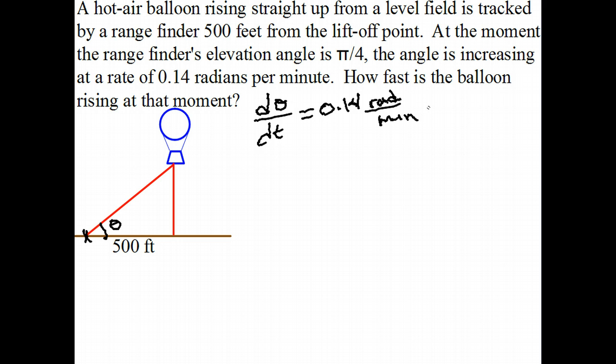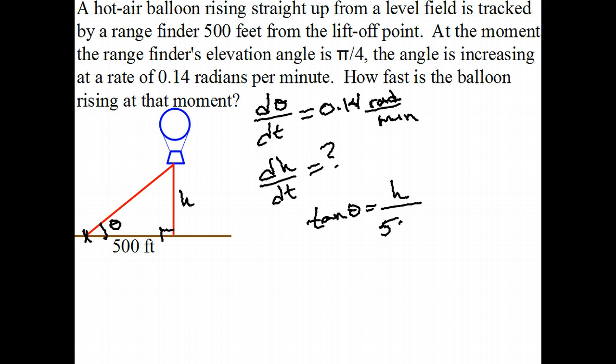And we want to know how fast the balloon is rising at that moment. So really what we're looking for is, if it's rising, and we call this height h, we're looking for dh/dt. That's what we want to know. So we need an equation that relates our known and unknown. So we have a right triangle here, knowing that this is a right angle. It's a level field. It's rising straight up, so it's perpendicular to the ground. And we want to look at, well, how are our angle, h, and 500 all related? That's going to be tangent of theta is equal to h over 500. That's our equation right here that we're going to use.